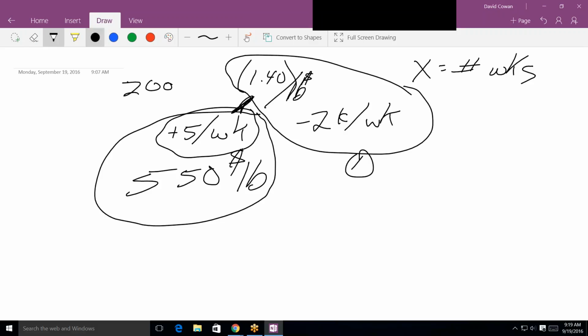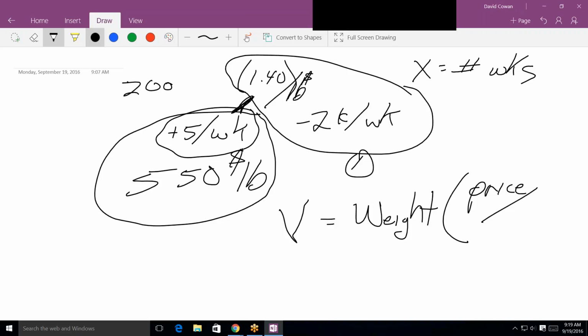Let me think for a second. So let's see. The value is the weight of the pig times the price per pound. Correct? Always? Correct. Well, what's the weight of the pig? The weight of the pig is 200 plus 5x. That is the weight of the pig, always, at any point in time.